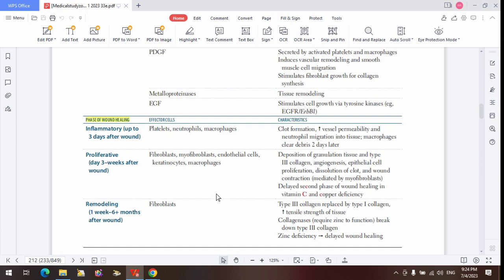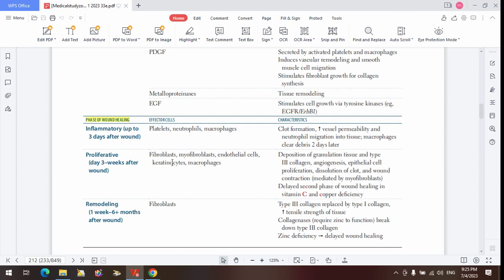What will help you form epithelial cells are the keratinocytes. Keratinocytes will help you achieve that. Then we also talked about shrinkage of that wound. You want to shrink that wound. That's when we have our fibroblasts now differentiating into myofibroblasts that can contract and shrink the wound to contract the wound and reduce its size.